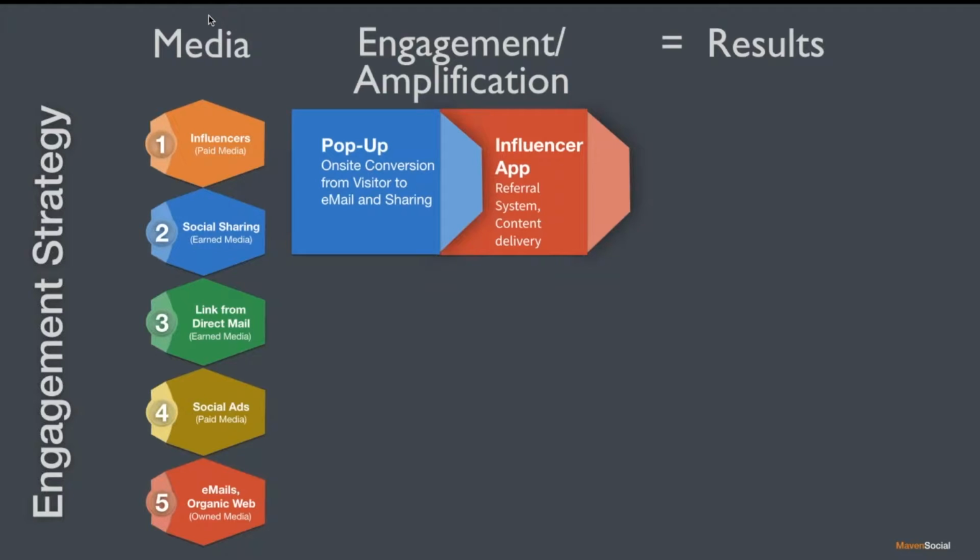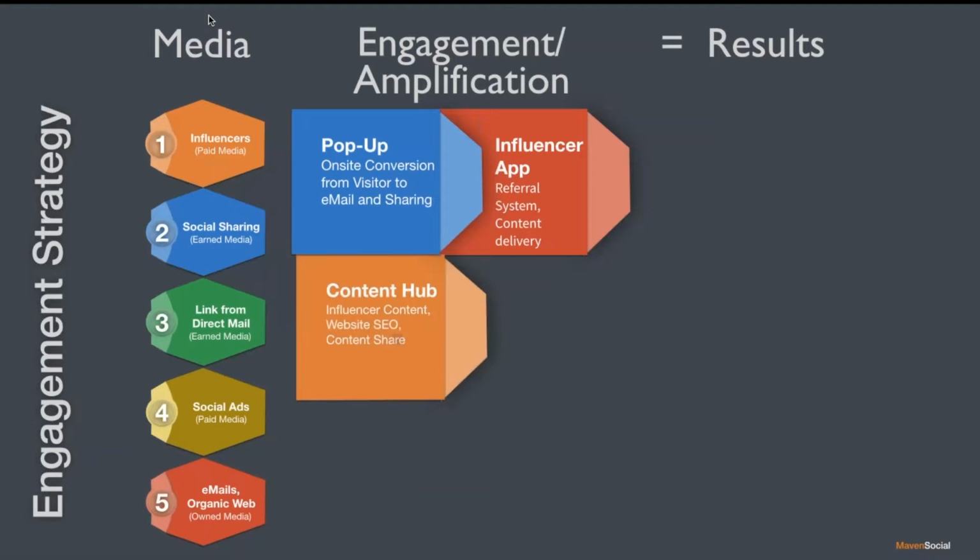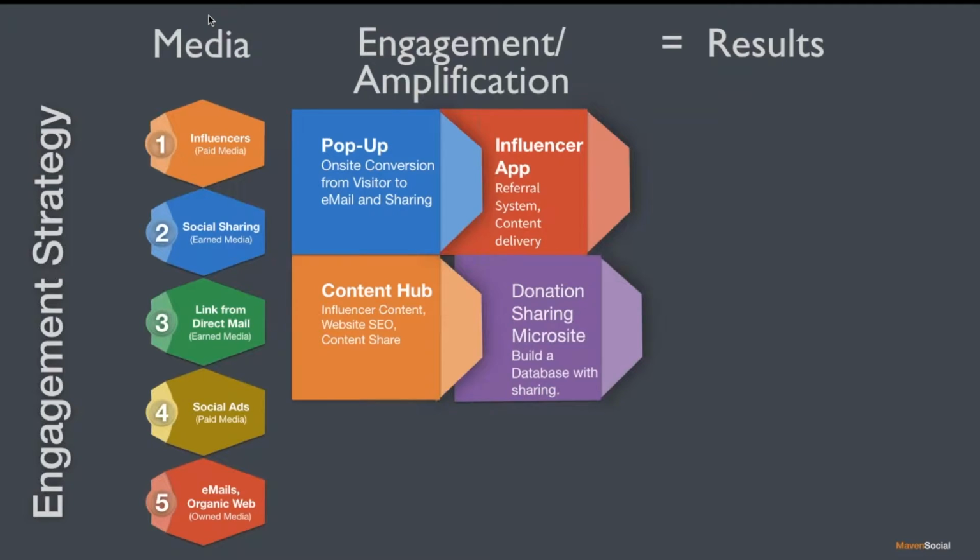Number 2, we use an influencer app. This is a referral system or content delivery system for influencers that we pre-identify, more on that later. We take the content that's being produced by the influencers who have authority in that area, who are strong advocates in that area, and we populate that very much like an Instagram wall. And that content is then available to others. It creates SEO, it creates more awareness on the charity's interests and what they're focused on. And then finally, we create a donation sharing microsite, which rapidly builds and deploys a database with sharing and then points them ultimately to donation.